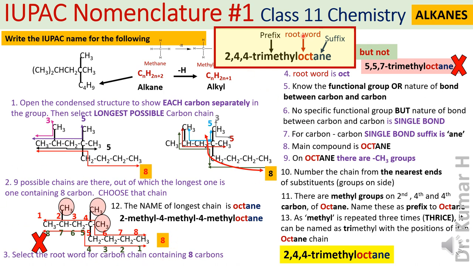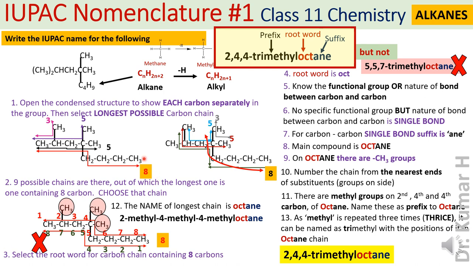So this is the name of this compound. If you identify the constituents here, the root word is oct, the suffix is ane, which corresponds to C-C single bonds, and the prefixes are the 2,4,4-trimethyl. So a name may have prefixes, but it will definitely have a root word and suffix. So the name of this compound is 2,4,4-trimethyloctane.